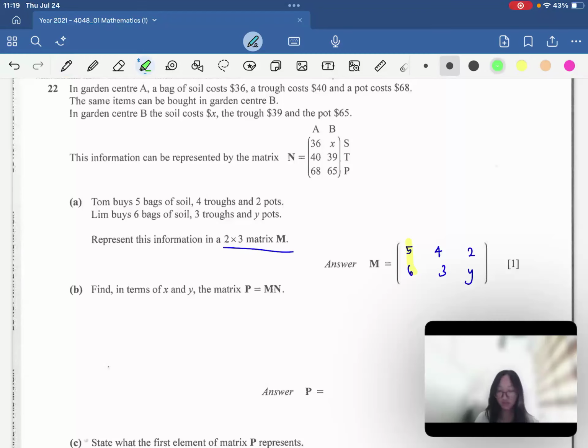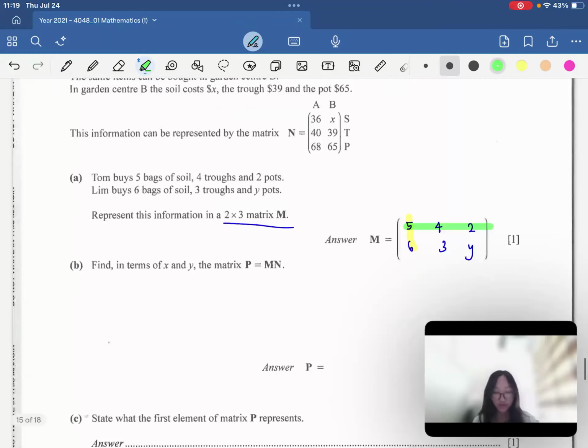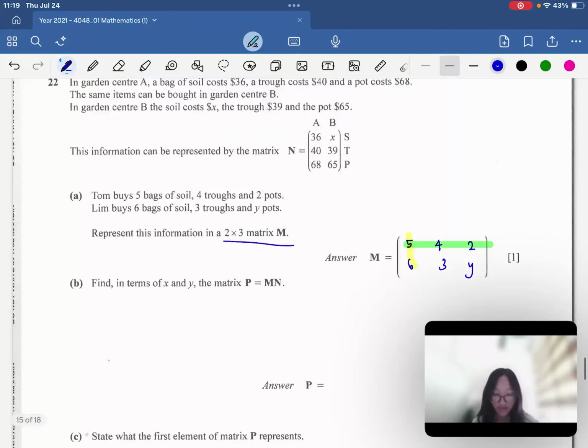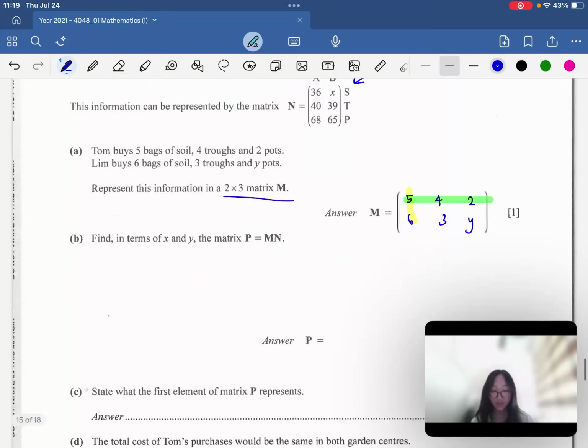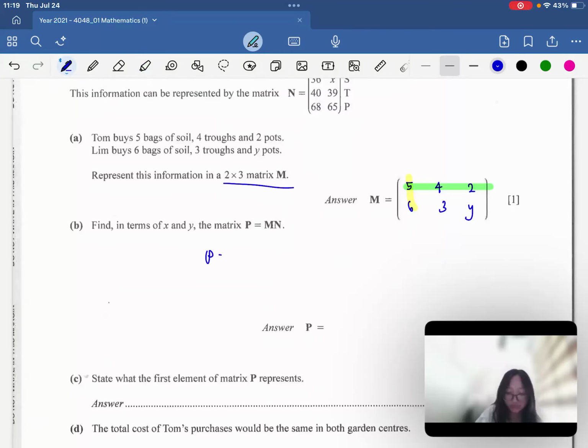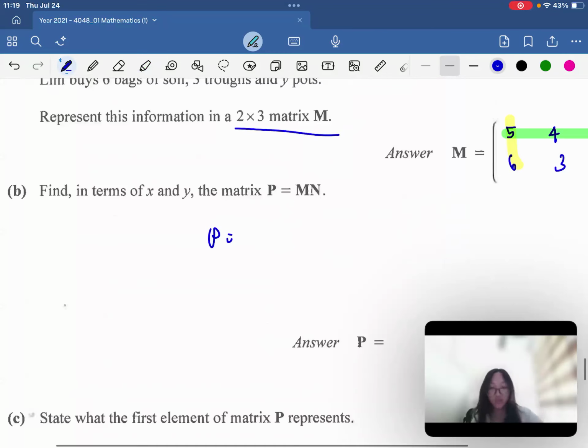So find in terms of x and y, the matrix P equals to MN. So N is given above, which is the cost, and M is the quantity. So now we're going to find P. Here we are. So P is going to be a long one. So P equals to M.